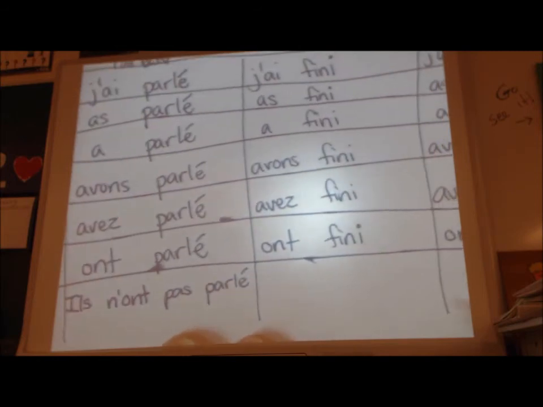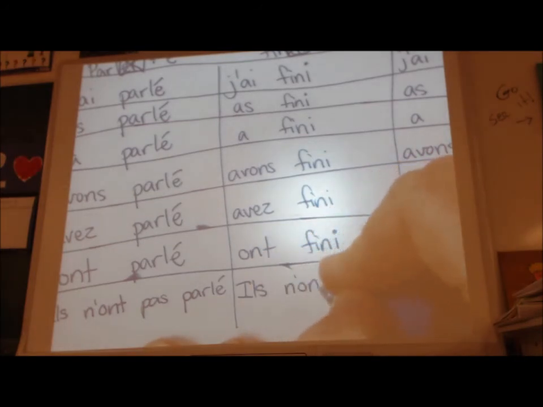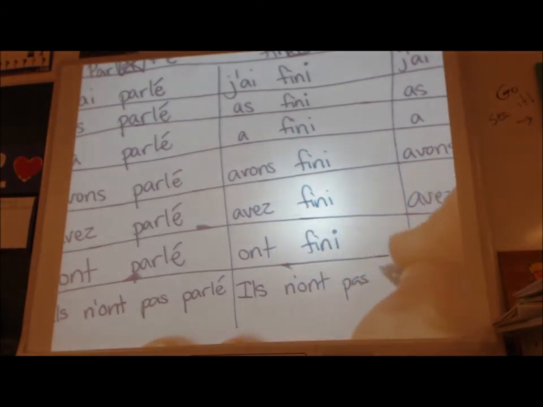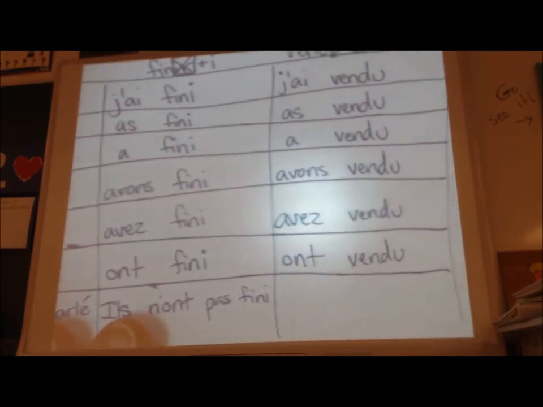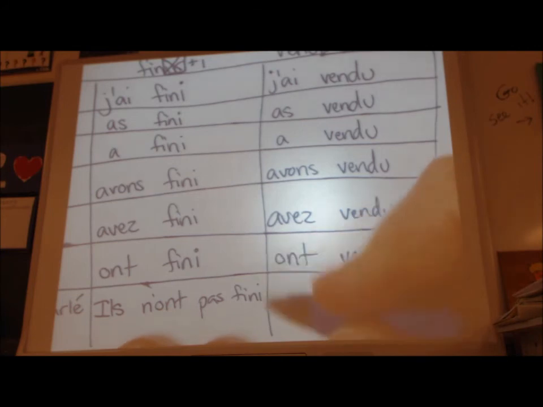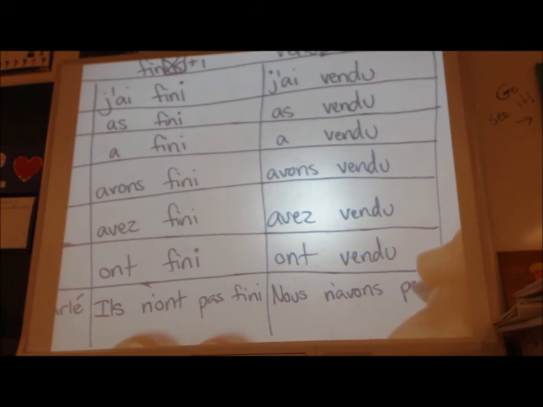Okay. Then for fini, same deal. You're going to say ils n'ont pas fini. They haven't finished. And then I'll do one different. So you're going to have nous n'avons pas vendu. Sorry, we haven't sold.